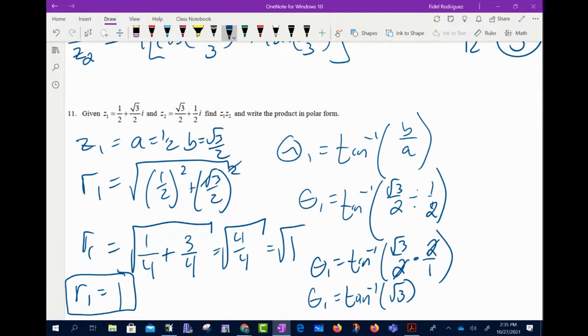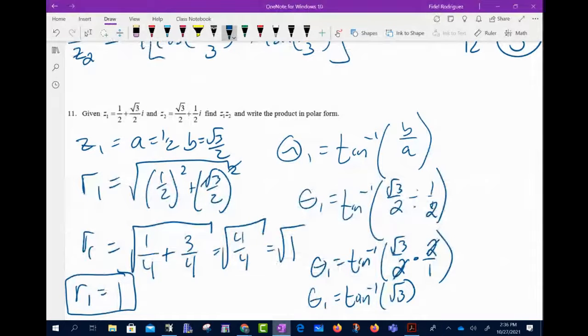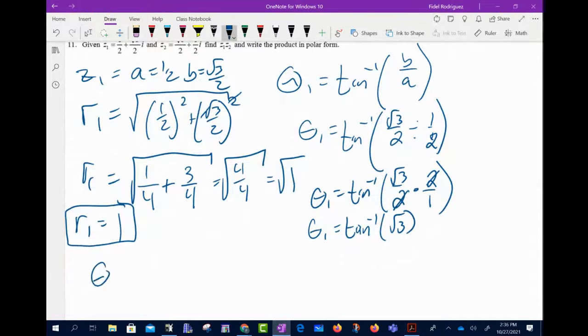First off, let me ask you a question. What quadrant am I in? If our number is 1/2 in the first quadrant. Okay, so guys, I'm going to pull up my chart here. Here's my tangent. Do you see the square root of 3 in my quadrant 1 for tangent? Under here, do you see a square root of 3 anywhere in there? 60 degrees, boom. Okay, so we come back over here. So we know that our theta 1 is 60 degrees. Boom, we got it.